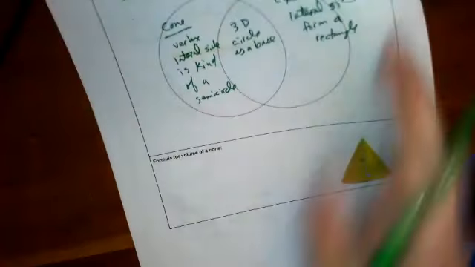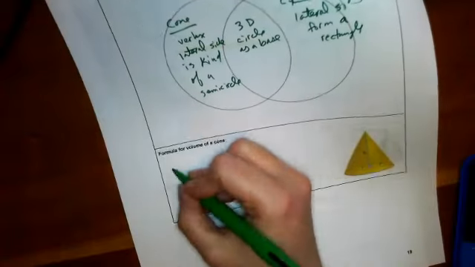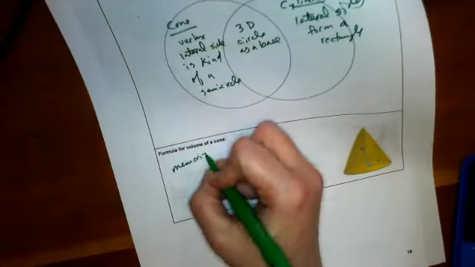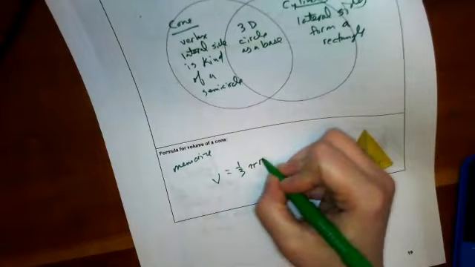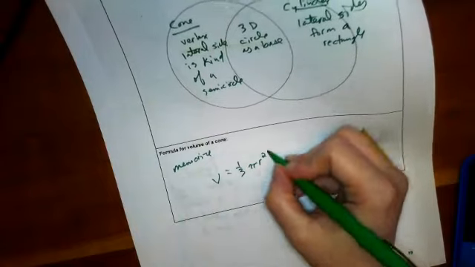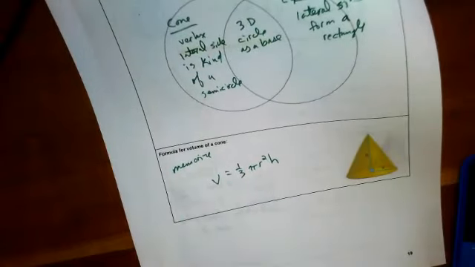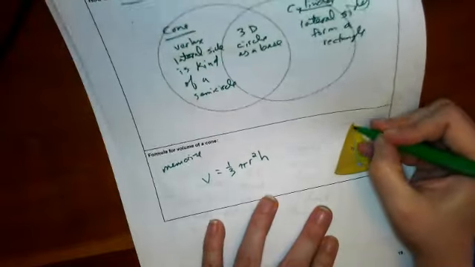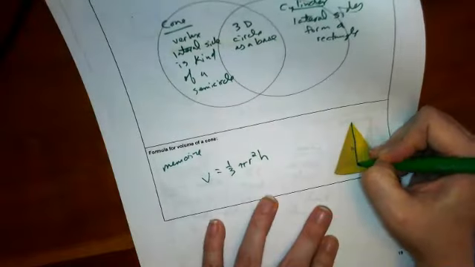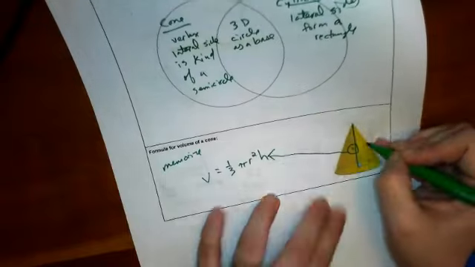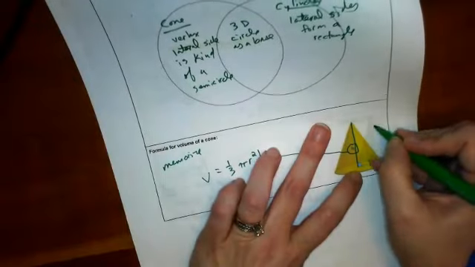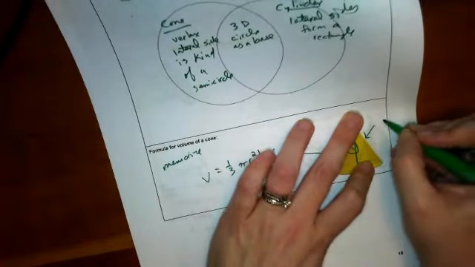The formula for the volume of a cone, you have to memorize. Volume equals 1/3 pi r squared times height. When we're talking about the height, we're talking about the height that's dropped down from the vertex. That's the height we're talking about. This right here is the slant height.